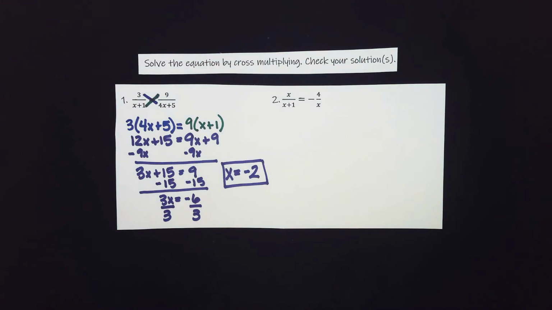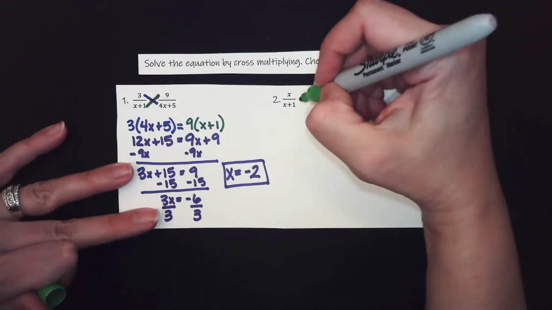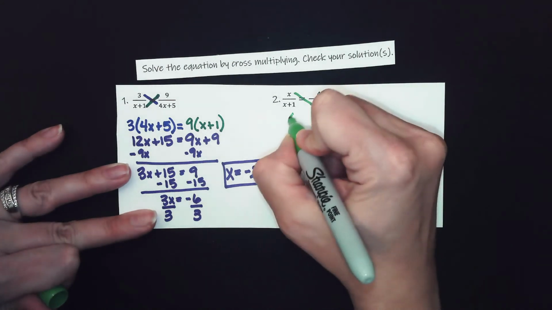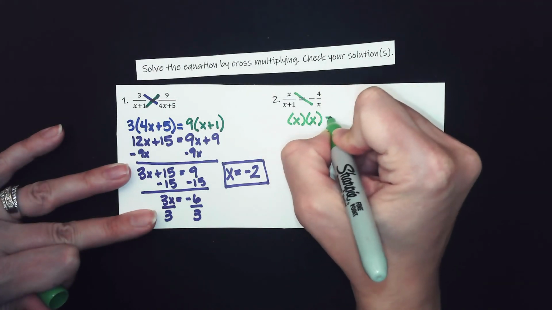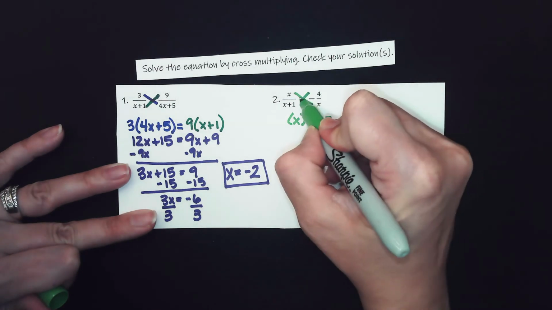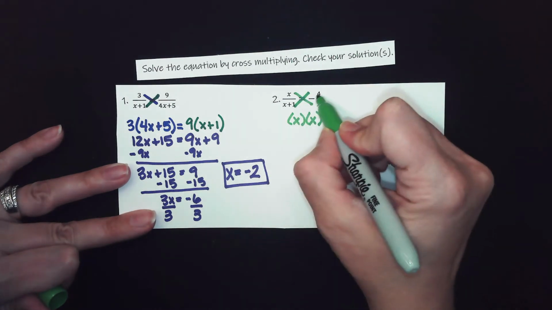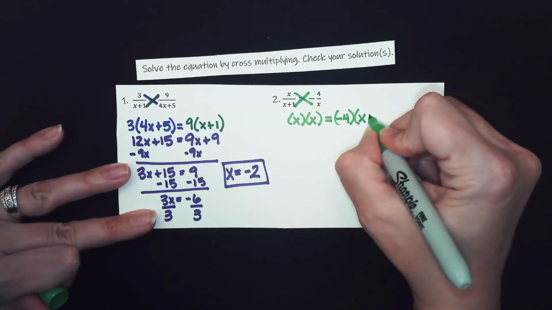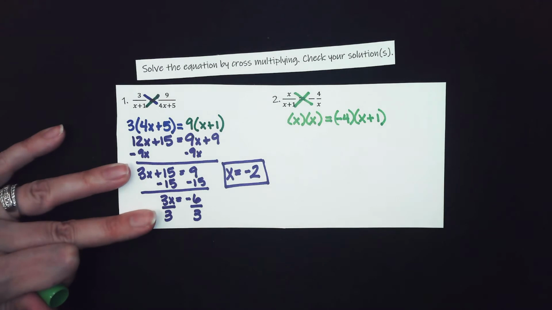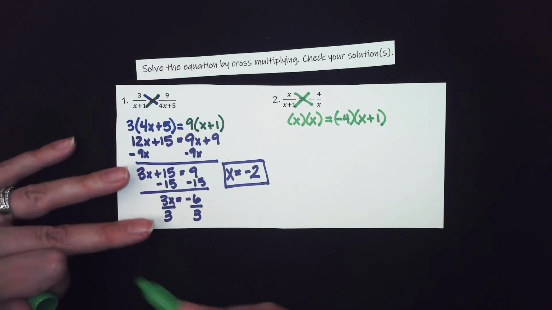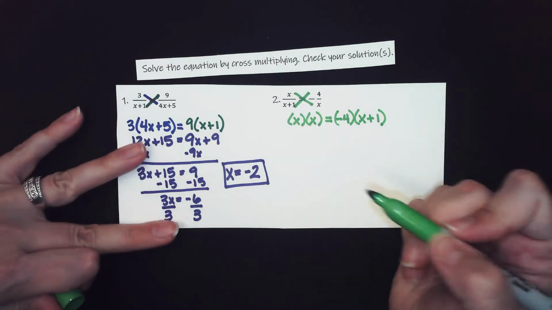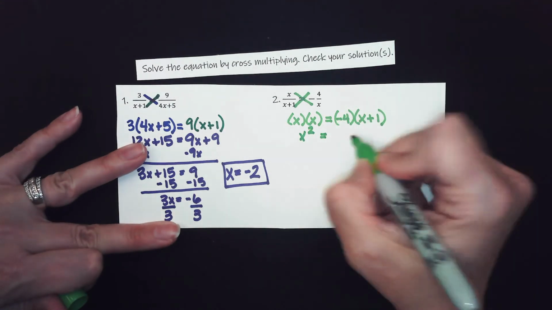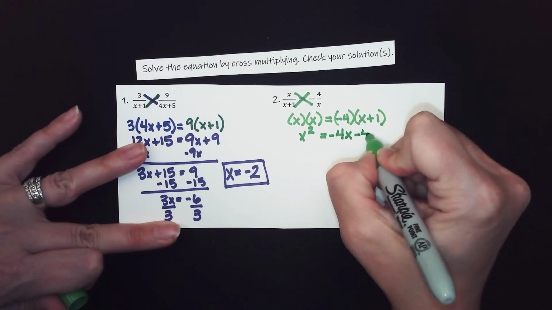Okay, so let's try cross multiplying again. I'm going to take this numerator times the denominator on the other side. So I get x times x equals the numerator on the other side times the denominator. Okay, and I'm going to leave that negative with it, so I get a negative 4 times the denominator on the other side, which is an x plus 1. So it makes an x. That's what you're multiplying together. Okay? And if we simplify this out, we get x times x is x squared equals, distribute that negative 4, so negative 4x minus 4.